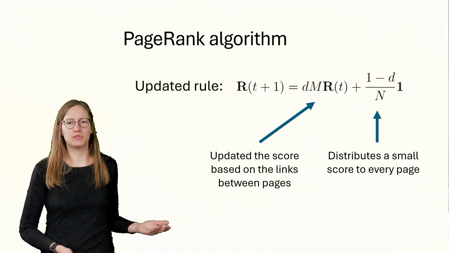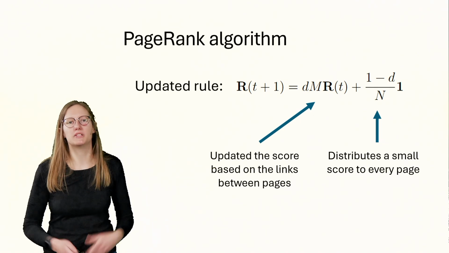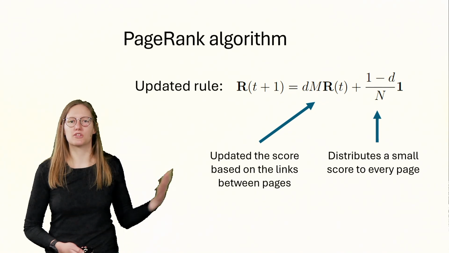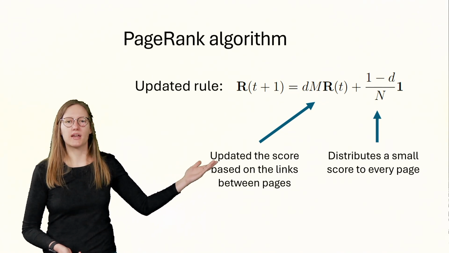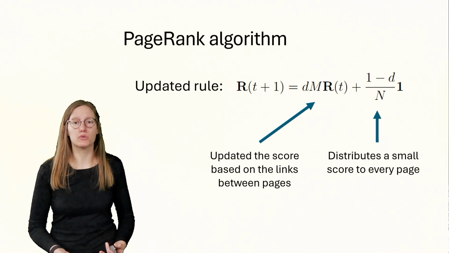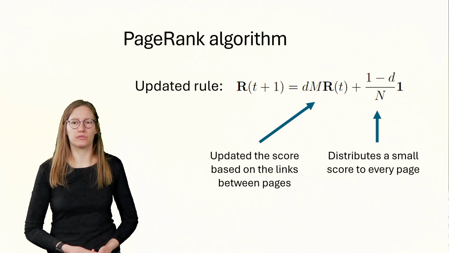The update rule has two terms. The first term updates the scores based on the connectivity in the network. And the second term is a constant term where n is the number of pages on the internet, or more generally, the number of nodes in the network. And d is a parameter which we can choose.